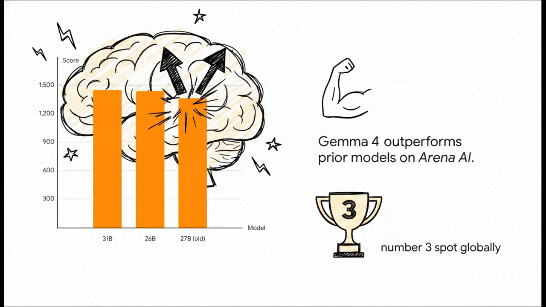Just look at the Arena AI text benchmarks. The 31B model hits a score of 1,452. That secures it the number 3 spot globally for open models. Number 3. The 26B model is right on its heels at 1,441. Both of these completely obliterate the previous generation's score of 1,365. This is top-tier intelligence, byte for byte.